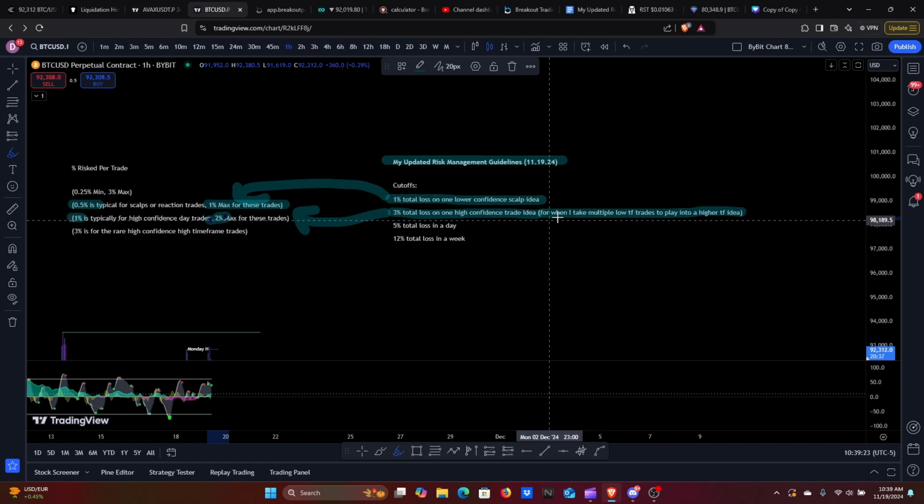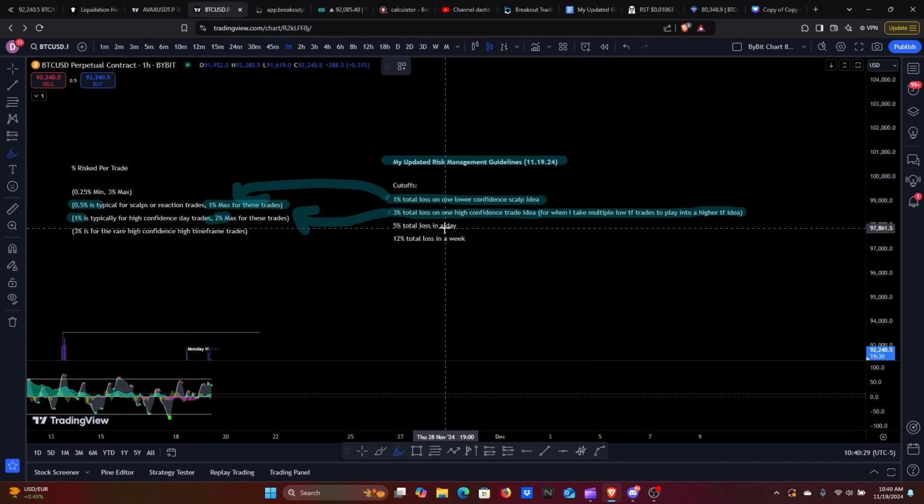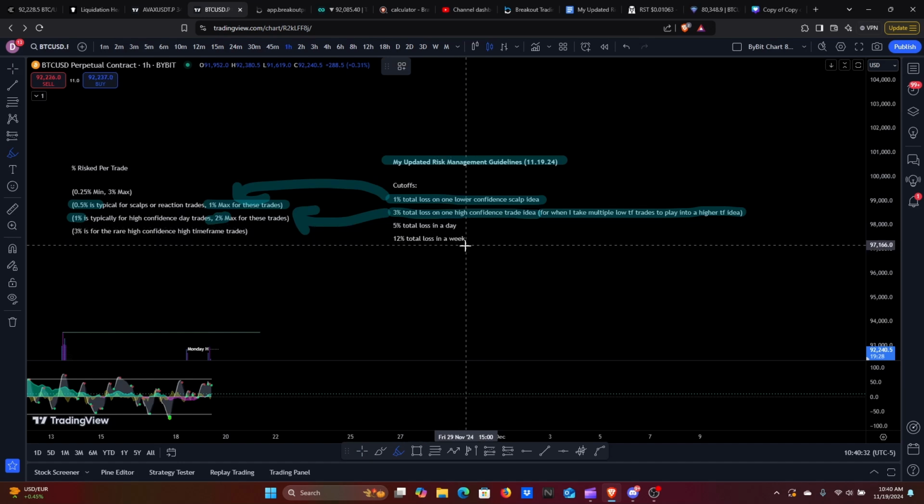Those are basically the two new additions to my risk management guidelines. Now, this is something that I've always practiced, but I haven't really put it into writing and put it into my actual risk management rules. So, now I have. And next we have the per day and per week cutoffs.